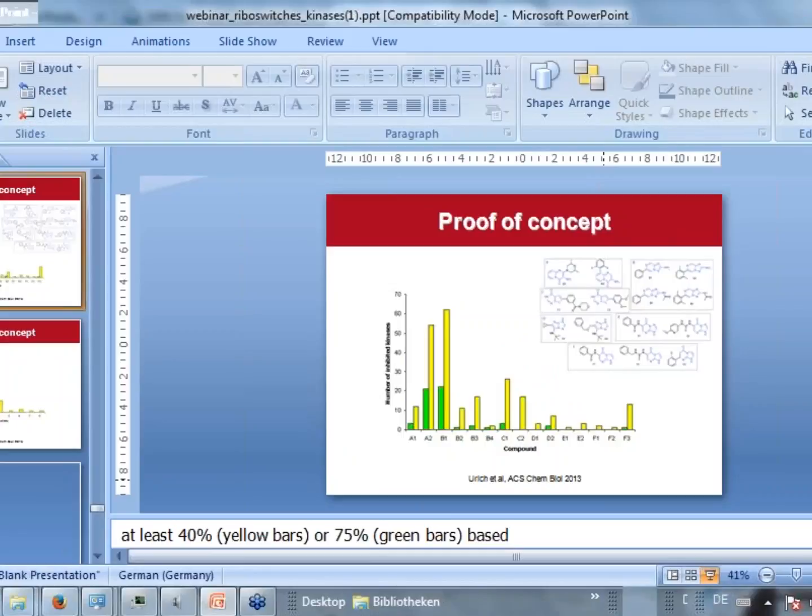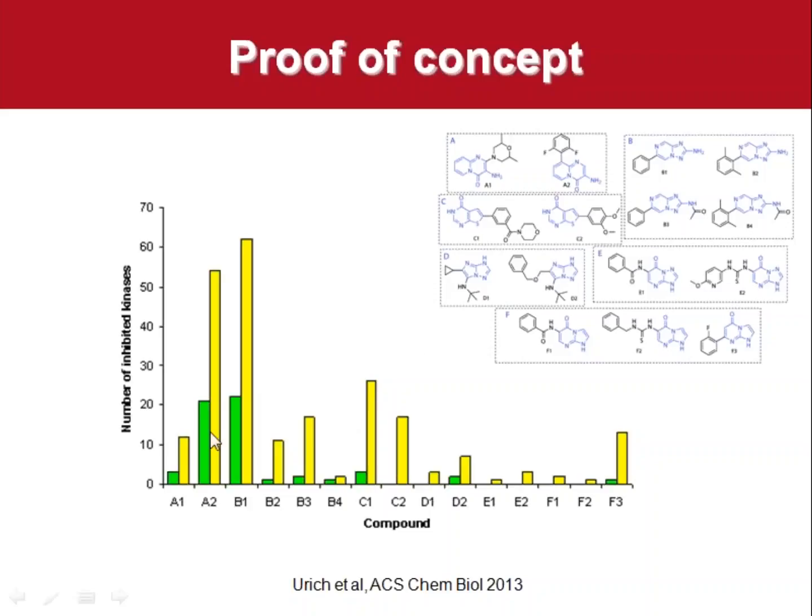So the yellow bars show at least 40% inhibition at 100 micromolar, and the green bars show at least 70% inhibition at 100 micromolar. You can see that, at least at the lower cutoff, all the 15 compounds we tested were active against at least one kinase. On this axis we have the 15 different compounds, and on this axis the number of kinases that were inhibited. Some compounds were rather specific and inhibited only a small number of kinases, and some were rather unspecific and inhibited a large number of kinases. So that's a compound-centric view.